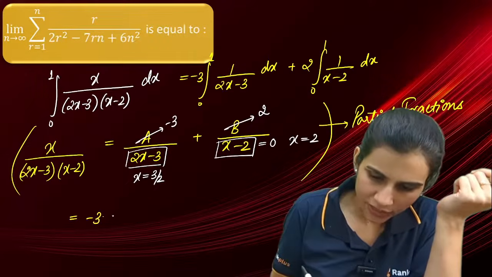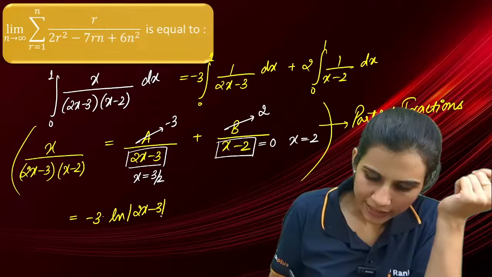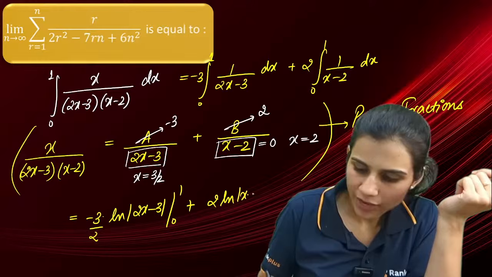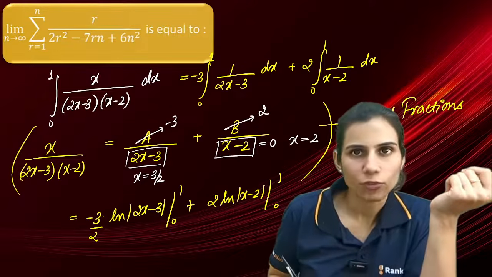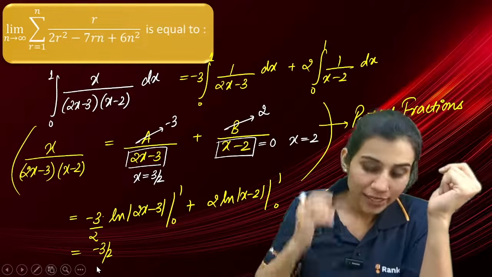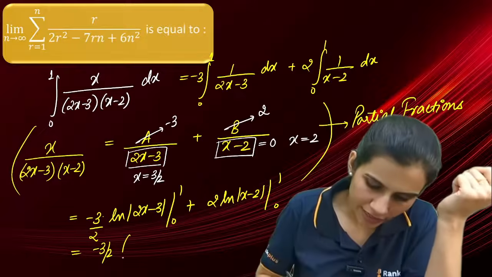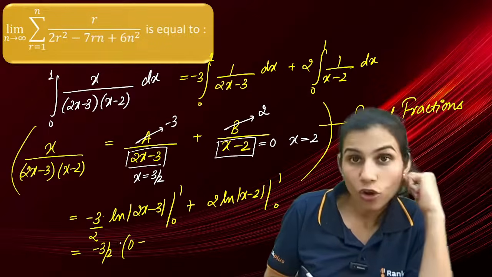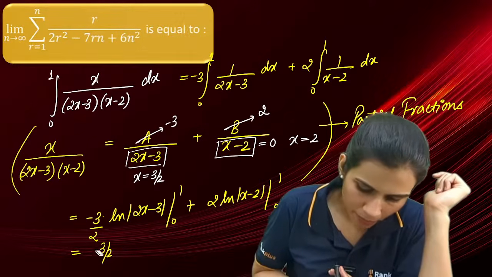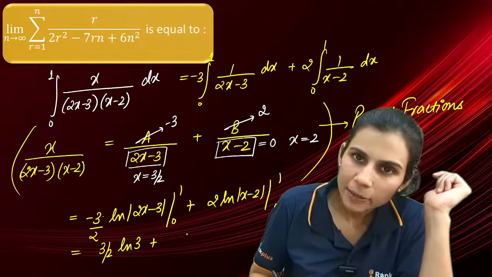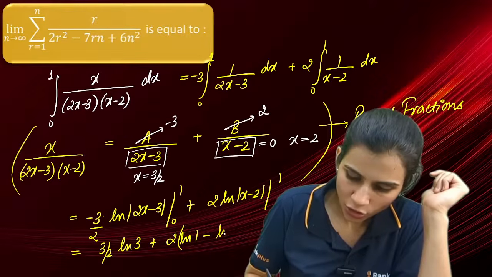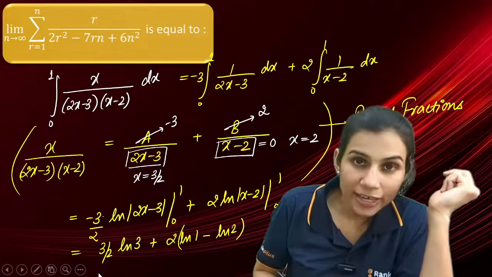Alright, what next? Minus 3 as it is. Log of 2x minus 3 upon 2, limits from 0 to 1, plus 2 times log of x minus 2, limits from 0 to 1. So log of minus 1, that means log 1, which is 0, minus log of 3. So this is minus log 3, or minus minus becomes plus, this is log 3 times 3 by 2, plus this is 2 times log of 1 minus log 2. So log 1 is 0. You get 2 into minus log 2.